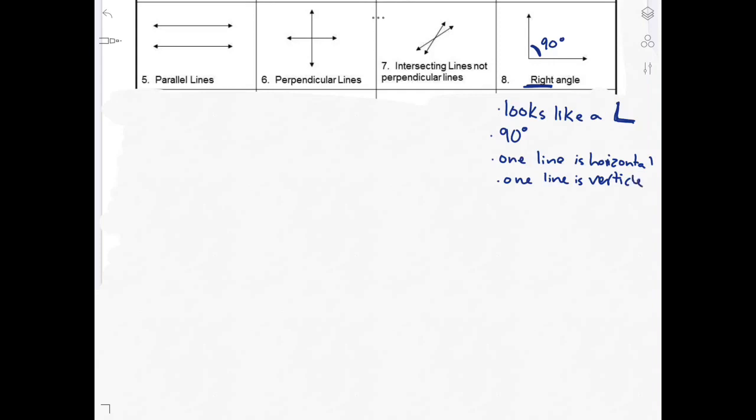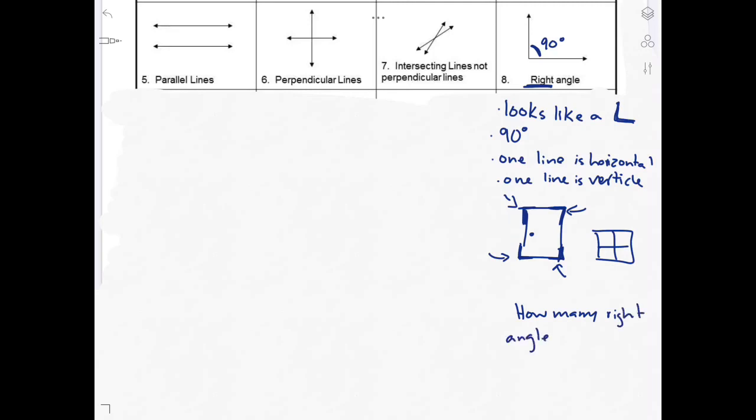Now, think about right angles. You can think about like if you have your door. So here's your door. A right angle is the corner right here, right here, right here, and right here. So a door has 4 right angles. You can also think about like a window. How many right angles do you see in a window? Look at your room. How many right angles do you see?